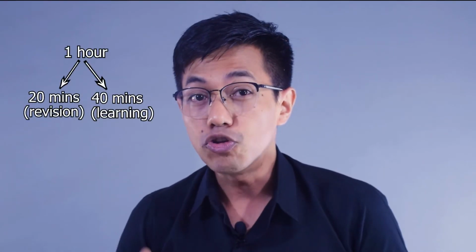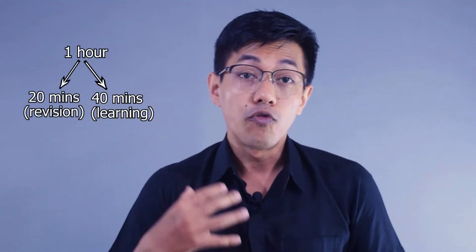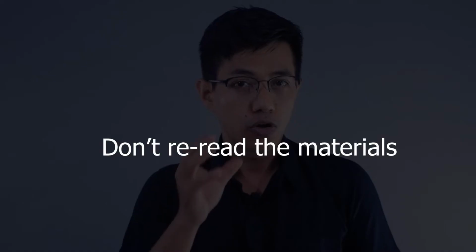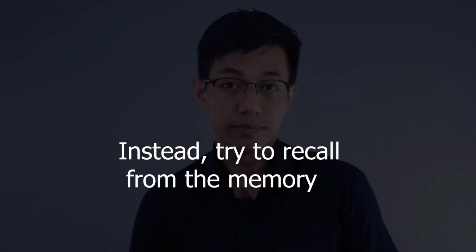But there is a catch. If you repeatedly expose yourself to the same information, you will still experience frequency illusion. So, divide 1 hour into 20-minute revision periods and 40-minute learning periods. For 20 minutes, you recall the information that you have already learned. During this recall, don't reread the materials. Instead, try to recall from the memory. Use the rest of the 40 minutes for learning new materials. You don't need to recall the same information every day.